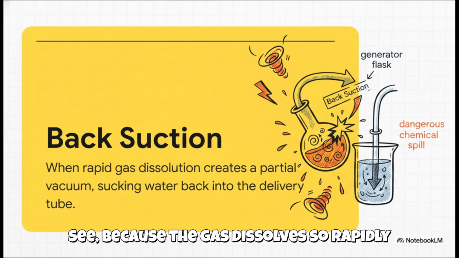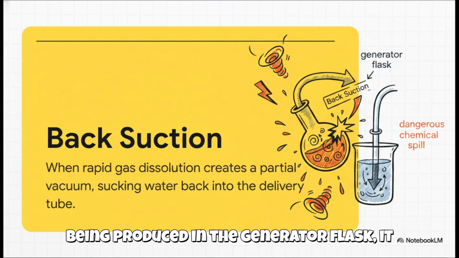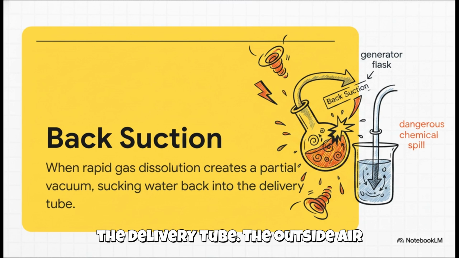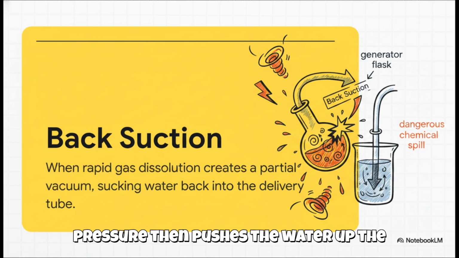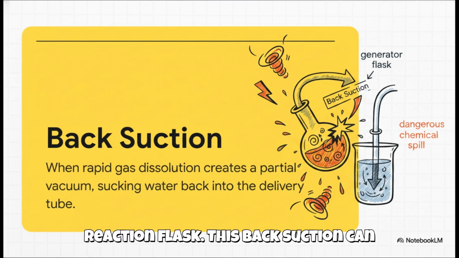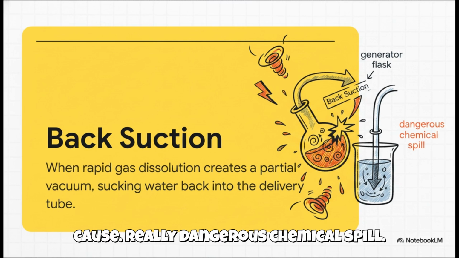See, because the gas dissolves so rapidly in water, often faster than it's actually being produced in the generator flask, it creates a sudden partial vacuum inside the delivery tube. The outside air pressure then pushes the water up the tube and right back into the boiling hot reaction flask. This back suction can literally shatter the hot glass and cause a really dangerous chemical spill.